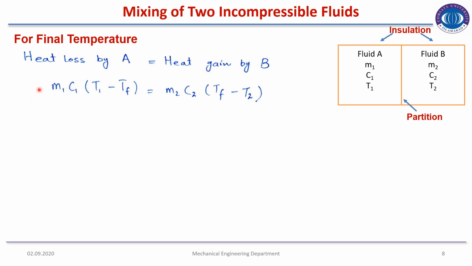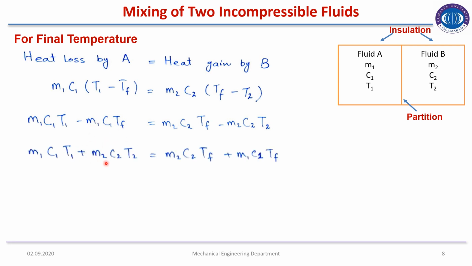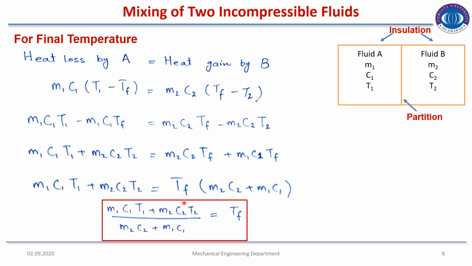So QA is written by m Cp delta T. So m1 c1 (T1 minus Tf), and for fluid B that is m2 c2 (Tf minus T2). So rearranging the mathematical equation, taking Tf common on one side, this is the relation for finding the value of final temperature, that is Tf equals m1 c1 T1 plus m2 c2 T2 divided by m2 c2 plus m1 c1.